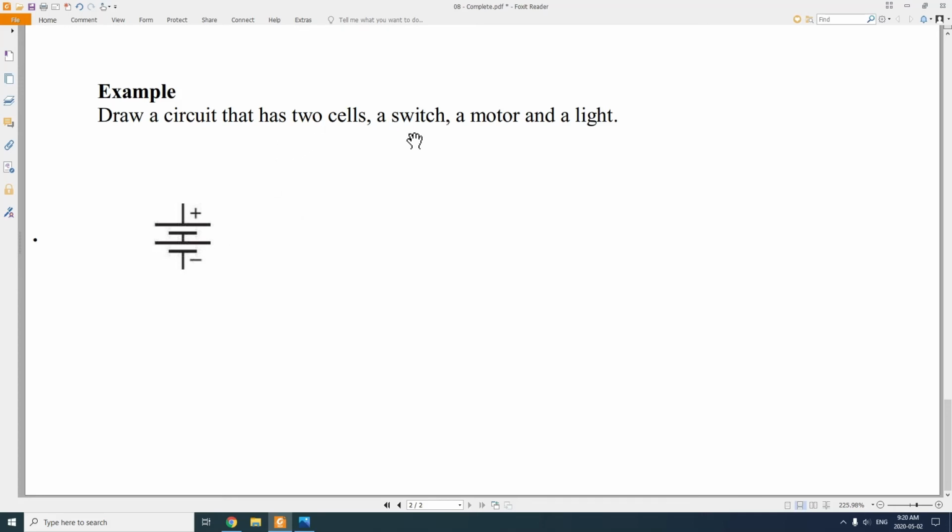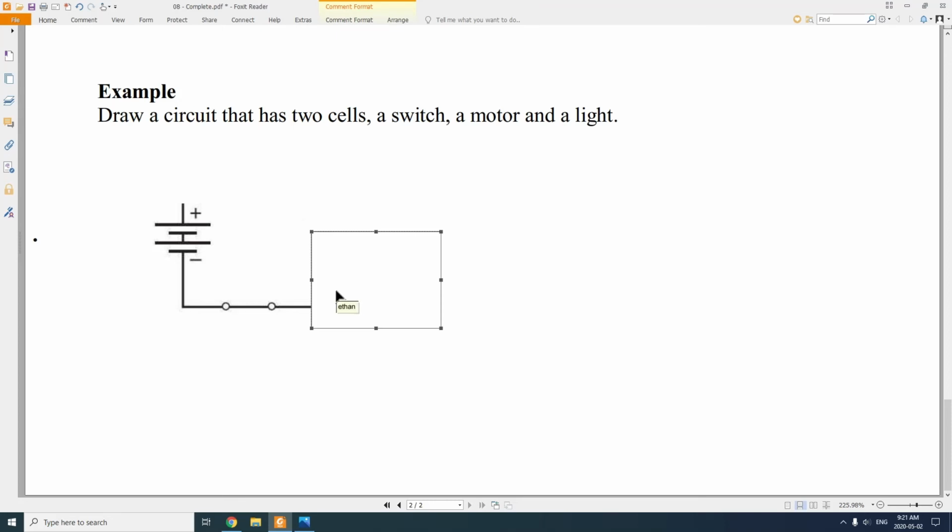Next thing it says is a switch so that you can turn it on or off. Okay, here's my switch. I decided to leave the switch closed because I'll assume that the circuit is running right now, but you could have drawn it open. It doesn't say, right? So it could be either.